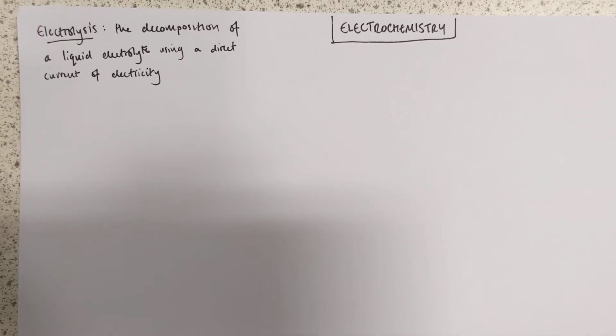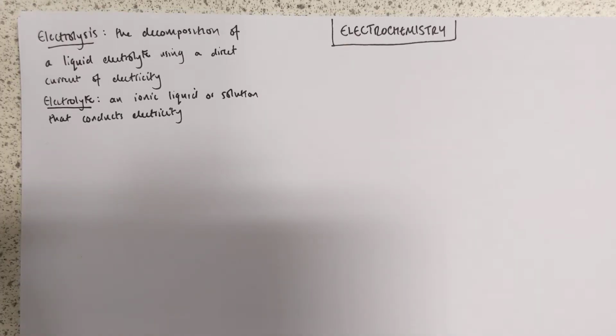First thing just to focus on is a word in that definition that looks a bit unusual. It's electrolyte. An electrolyte is defined as follows. It's an ionic liquid or solution that conducts electricity. Again, there's a couple of key parts of that definition as well. First idea is an electrolyte has to be able to conduct electricity. The second thing, it must be an ionic compound.